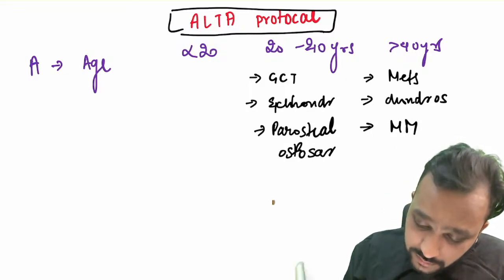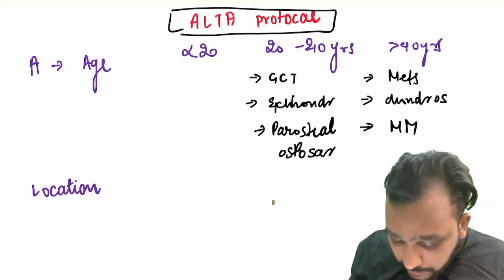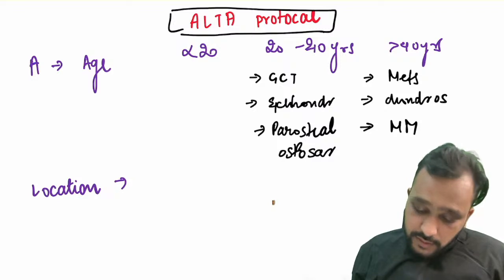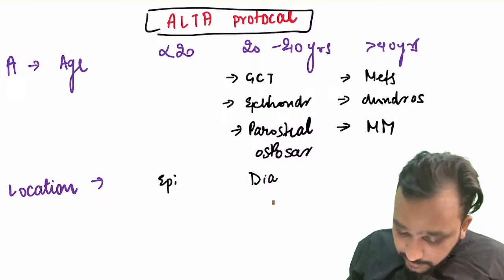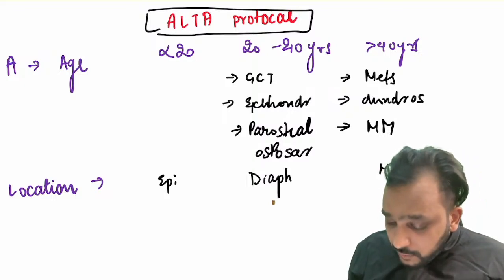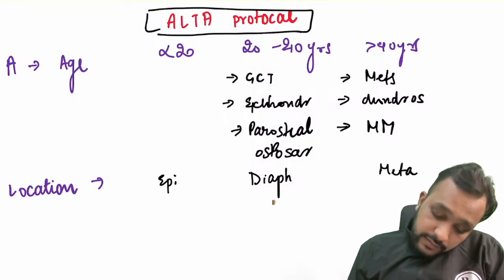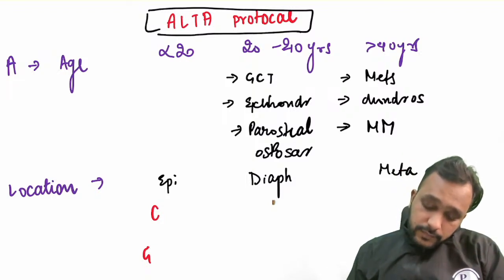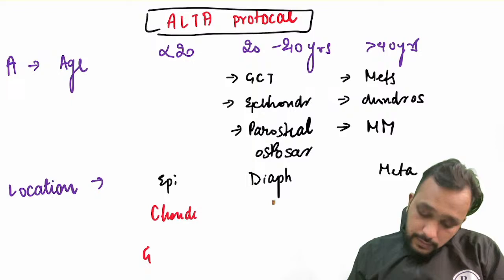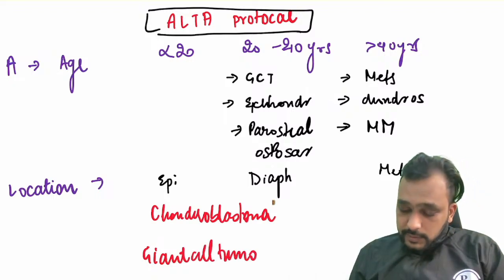Then there are a few tumors which are present at a particular location. So tumors can be classified based on their location: epiphyseal, diaphyseal, or metaphyseal. What are the tumors common in the epiphysis? This can be remembered with a simple mnemonic, E, C and G, where C stands for chondroblastoma and G stands for giant cell tumor.